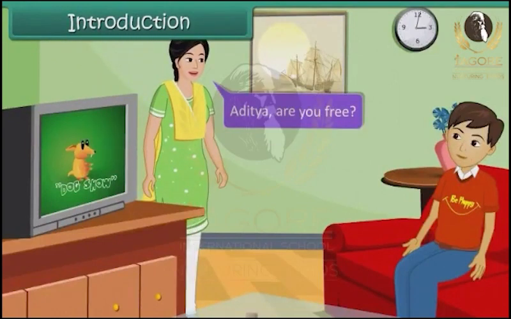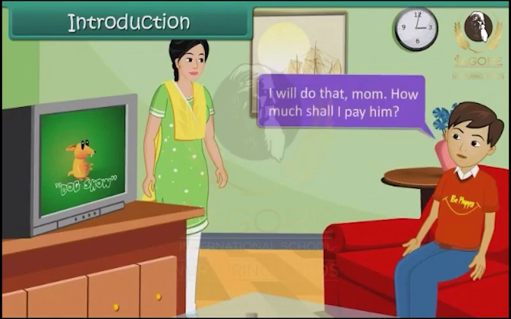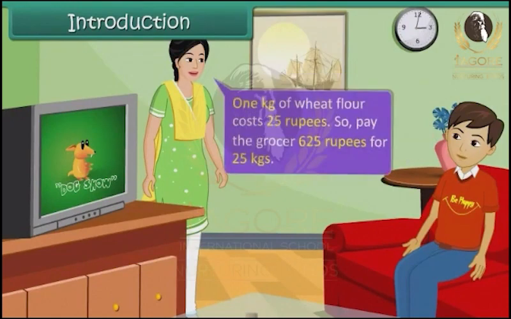Aditya, are you free? Yes, Mom. I want you to go to the grocer and ask him to deliver 25 kgs of wheat flour, okay? I'll do that, Mom. How much shall I pay him? 1 kg of wheat flour costs 25 rupees. So pay the grocer 625 rupees for 25 kgs.